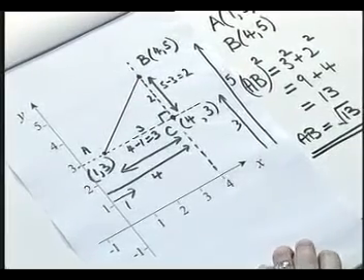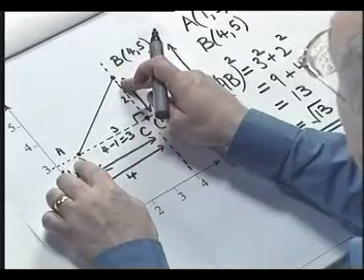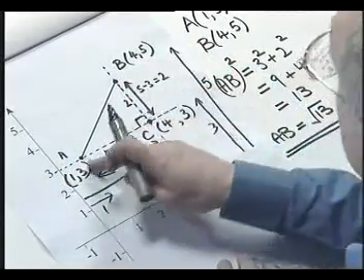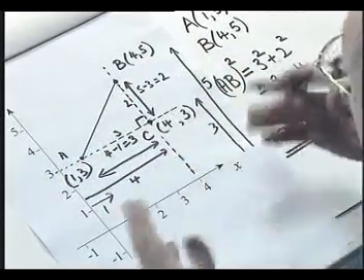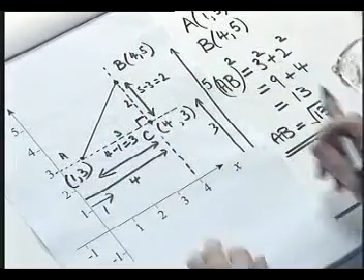Okay, so knowing the coordinates of the 2 points, we can find the lengths of the sides of this triangle and then use Pythagoras' theorem to get the hypotenuse, which is the distance between the 2 points.